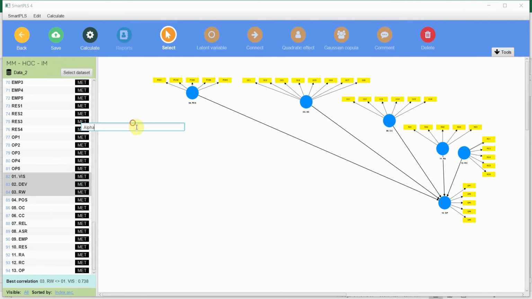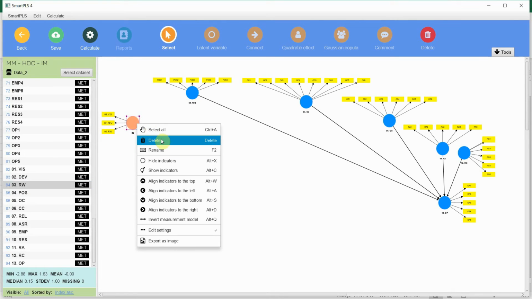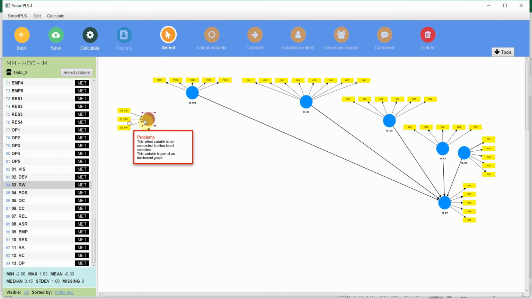So these three indicators will form internal marketing. And look at the arrows, and we need to change the arrows. Right click, invert measurement model. Here they are. Now move it here.